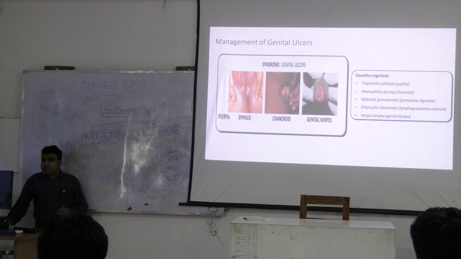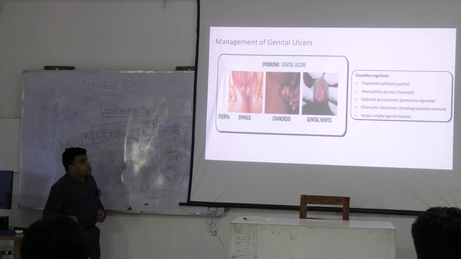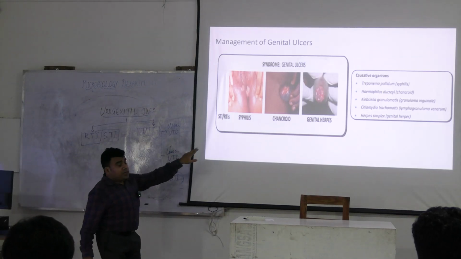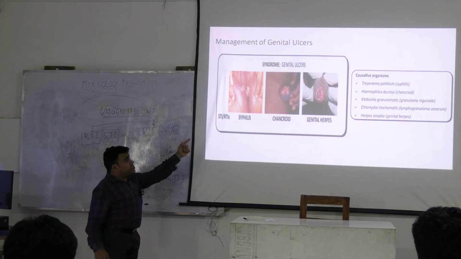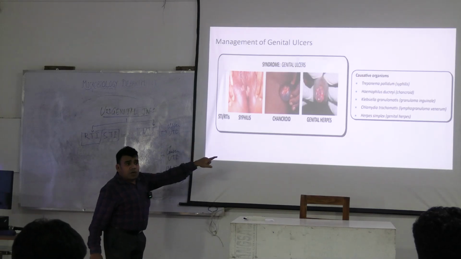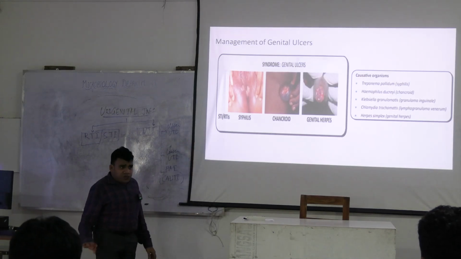Obviously, partner treatment করতে হবে. Now coming to genital ulcers. Genital ulcer, commonly we have 3 types. One is obviously syphilis, chancroid and genital herpes. Now how can we differentiate?